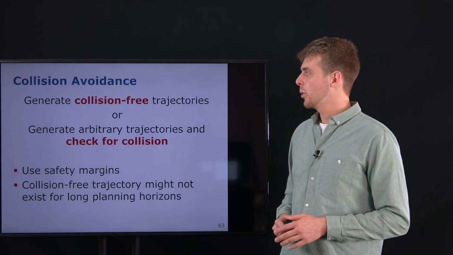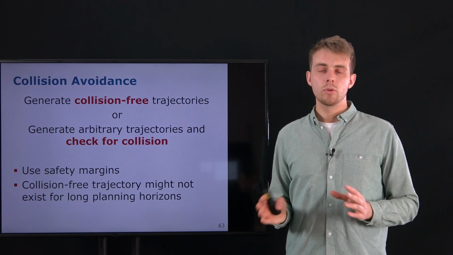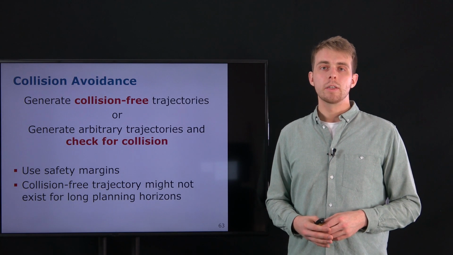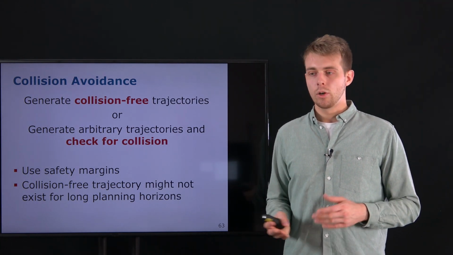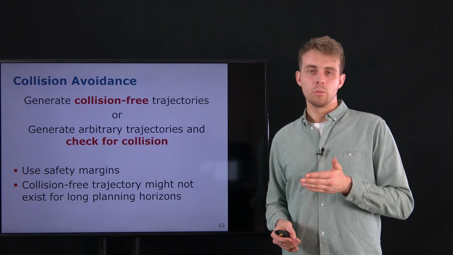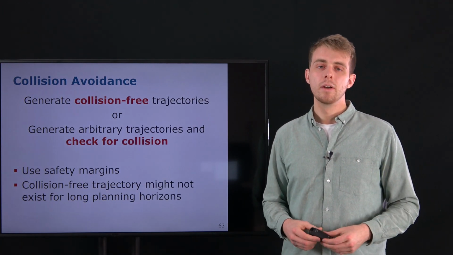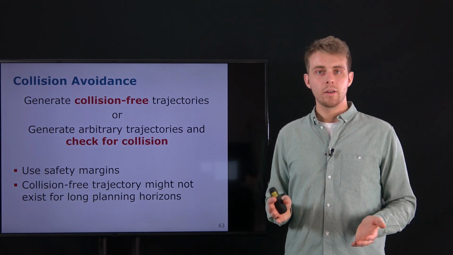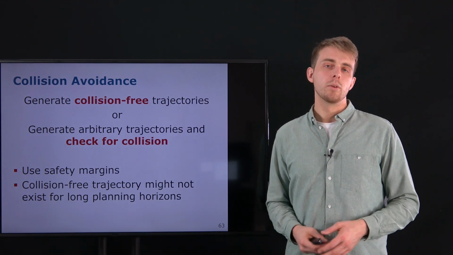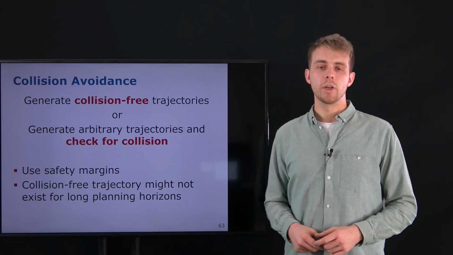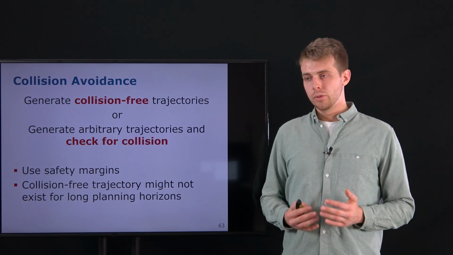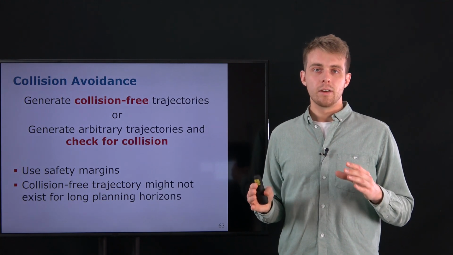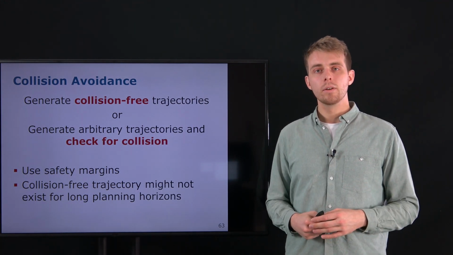So the collision avoidance can be done roughly with two strategies. One is this combinatorial planner that already generates collision-free trajectories. So we can make sure that the trajectory which is outputted is fine and does not collide with anything. Or, the other way, we just generate arbitrary trajectories, not taking the collisions into account, and then we check for collisions, which then influences the score we have. So usually we use safety margins. For example, we could just make the obstacles larger than they are, just to have a bit of safety here, a safety margin.